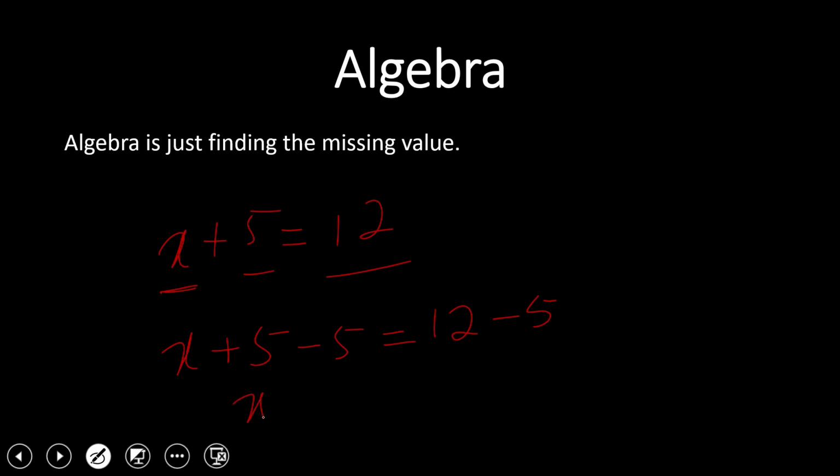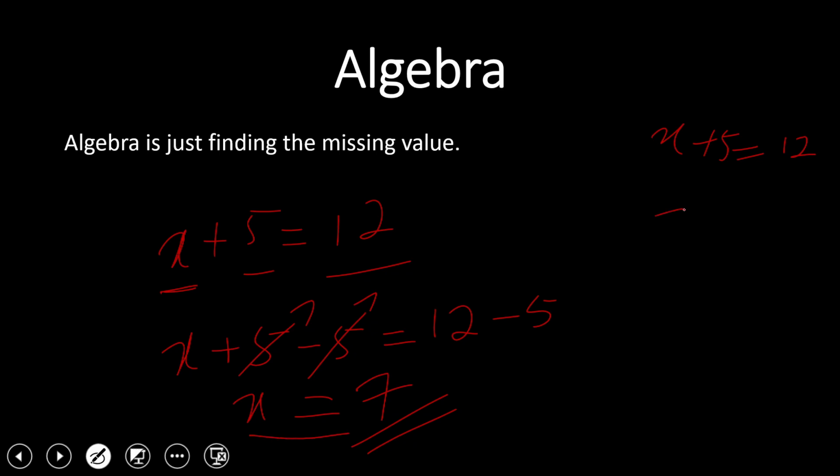So now x plus 5 minus 5 is gone, equals 12 minus 5, that is 7. So x is equal to 7. So 7 added to 5 will give us 12. Let's check the answer. x plus 5 equals 12. Now the value of x here is 7. So 7 plus 5 is equal to 12. 7 plus 5, 12 equals 12.